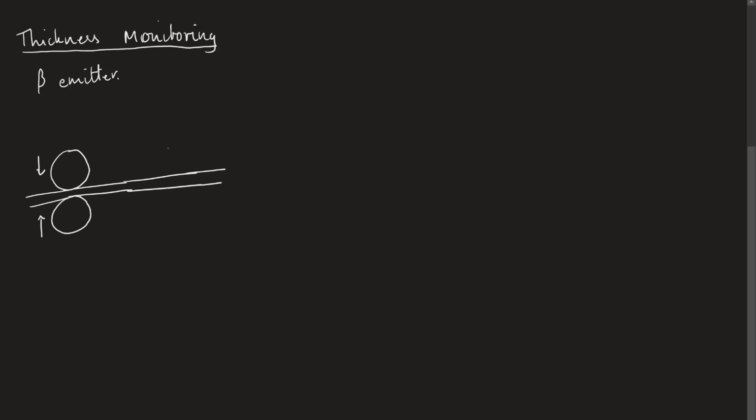Therefore we need some sort of beta emitter on one side of this sheet, and we need a detector on the other side of the sheet. The beta particles, if the sheet is thin enough, should be able to pass through, and the detector will read a somewhat consistent count rate. Obviously the count rate will be proportional to the activity, so over time you're going to have to replace this beta emitter because the activity will become too low.